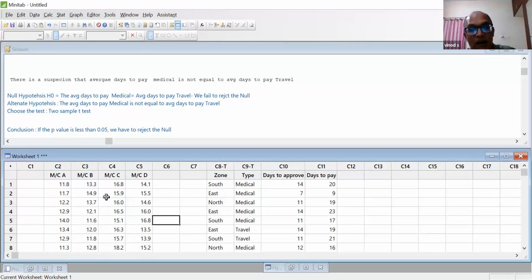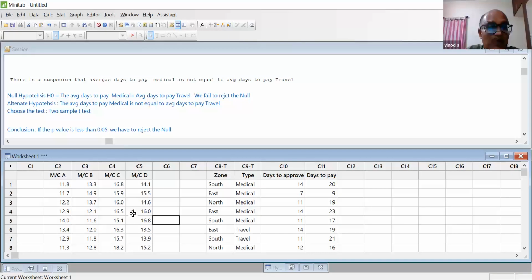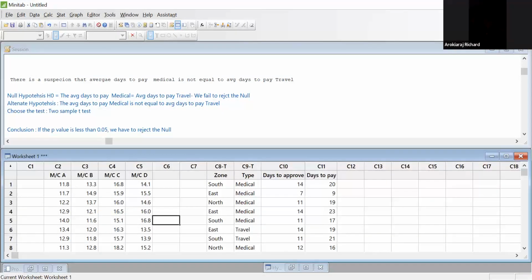So when the number of groups being tested in terms of average is more than two, then we have to choose a test which is called ANOVA, one way ANOVA. So where one way ANOVA is used, everybody is clear? If the groups are more than two, you have to choose the ANOVA test.